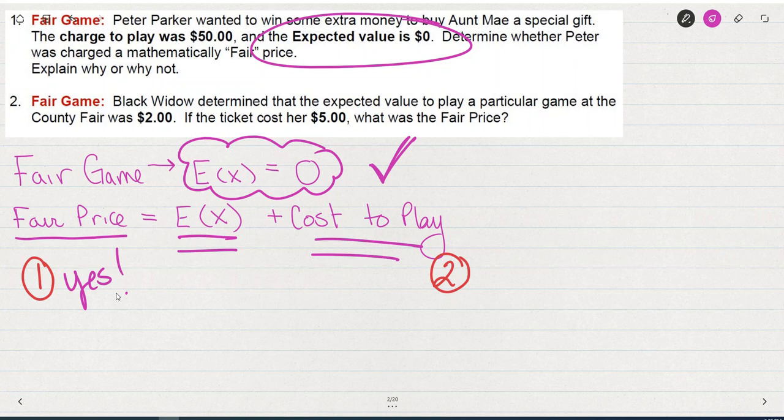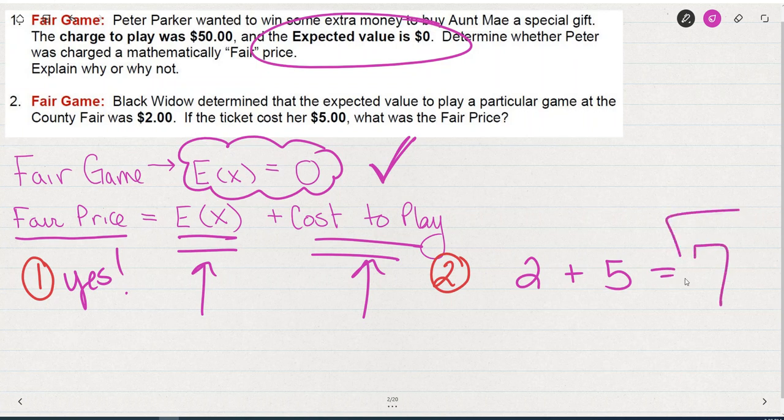When you have the expected value and a cost to play, you can calculate the fair price by adding the expected value to the cost to play. So for number 2, the expected value of 2 added to the cost that Black Widow was charged tells us that what they should have charged if they wanted a fair game was $7. But instead, this game, because there's a positive expected value, says that Black Widow is coming out ahead. And so you can see that they're undercharging for this game.